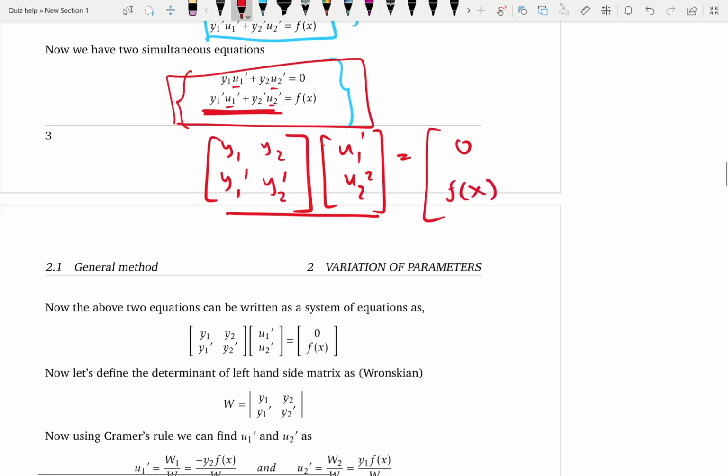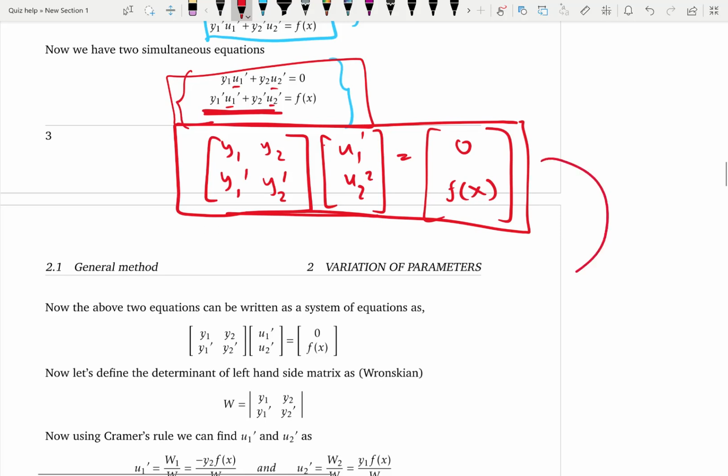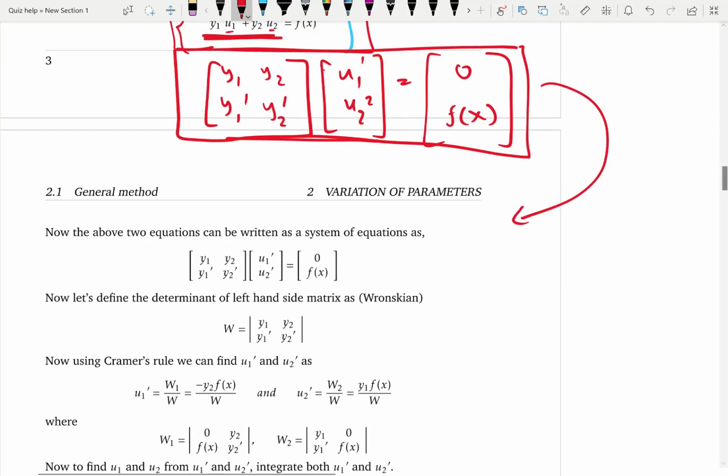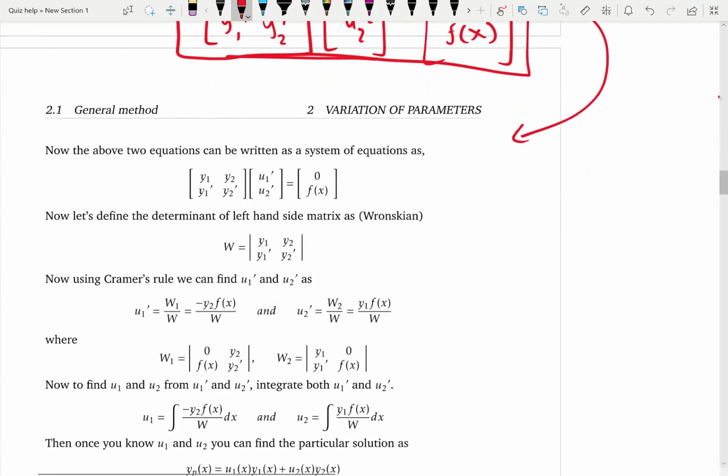If you have taken linear algebra, you know what this is. You should have taken linear algebra before this course anyway. So that is how you can write two simultaneous equations in matrix form. Now to solve this system, we can use Cramer's rule. If you look at this coefficient matrix here, y1 y2, y1 prime y2 prime, can you remember it from section 4.1? That's the Wronskian, right? That's the definition of the Wronskian for two functions y1 and y2.